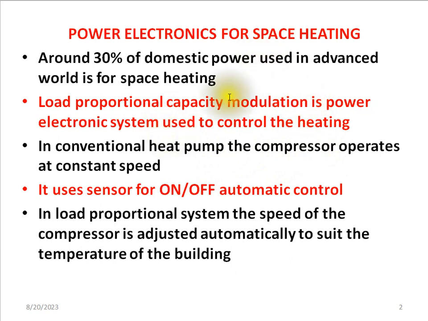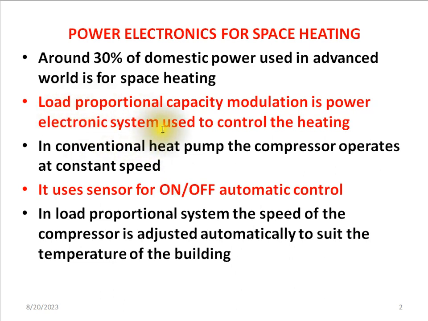Before the invention of this load proportional capacity modulation, we had a conventional system which operates the heater, that is the compressor, at constant speed. Regardless of the temperature of the place, it maintains a constant speed of compression. It uses a sensor that detects when the temperature is at a certain maximum and switches it off, and when it reaches the lowest minimum, it switches it on. But whenever it is on, it operates at constant speed.